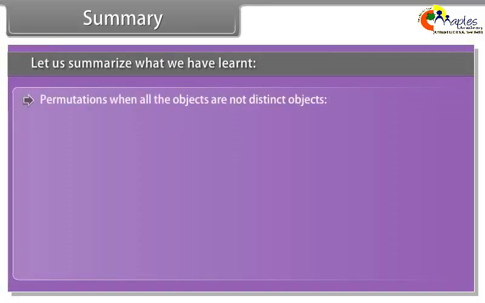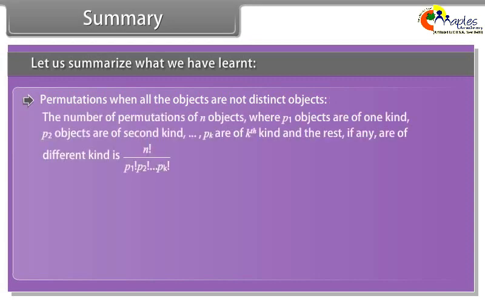Permutations when all the objects are not distinct objects. The number of permutations of n objects where p1 objects are of one kind, p2 objects are of second kind, pk are of the kth kind, and the rest, if any, are of different kind, is n factorial divided by p1 factorial into p2 factorial up to pk factorial.